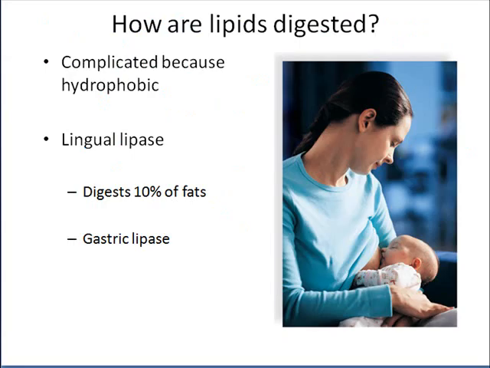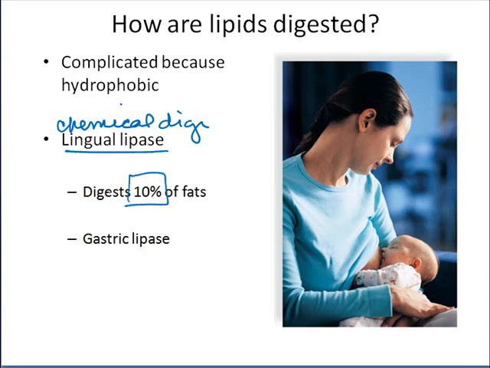Now, we already learned that a small amount of chemical digestion can occur due to the activities of lingual lipase. Lingual lipase was made by your salivary glands, and it only became active once it reached the acidic pH of the stomach. This accounts for the digestion of roughly 10% of the fats you consume in your diet.